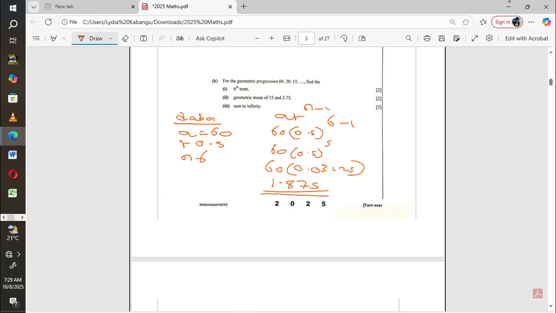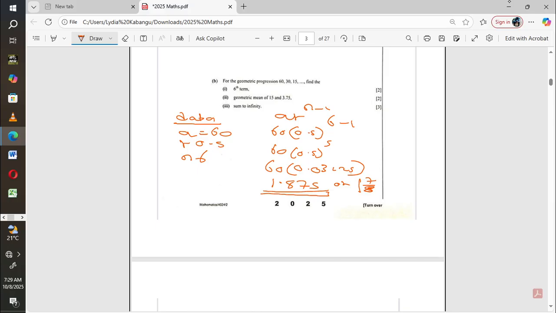Or if you want, you can leave it as a fraction. If you leave this one as a fraction, you're going to have 1 as a whole number, 7 over 8. If you want to make it an improper fraction, you multiply 8 times 1, 8, plus 7, 15 over 8.